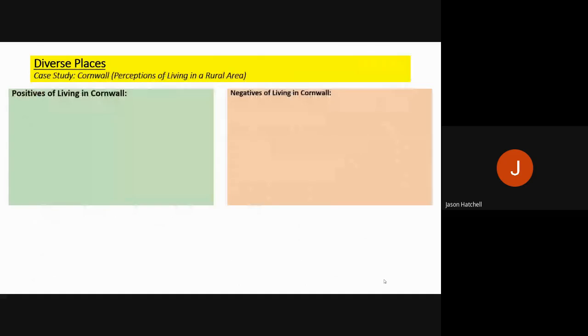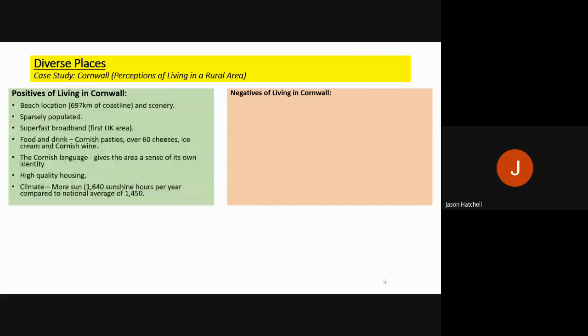Now, one of the major case studies in this topic as well is Cornwall. For Cornwall, we look at, for this part, perceptions of living in a rural area. We will come back to Cornwall later as well to look at how the area is managed. So we have to look at the positives of living in Cornwall and the negatives of it. Feel free not to use all of these. These are just some I have listed.